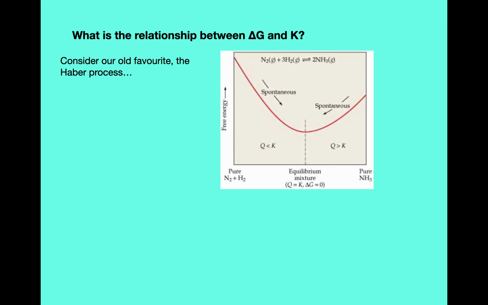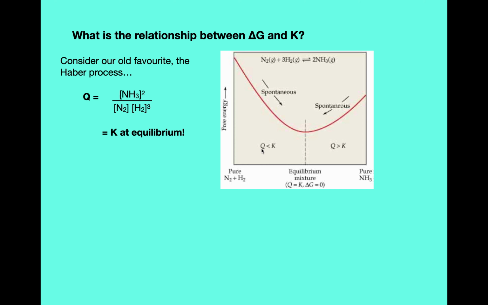Right, so let's have a look at the Haber process. Now Q here is a quotient. Essentially, we've always written it as K because we're usually talking about the equilibrium mixture quotient, aren't we? So K is taking account of the stoichiometric coefficients. K would be equal to that at equilibrium.